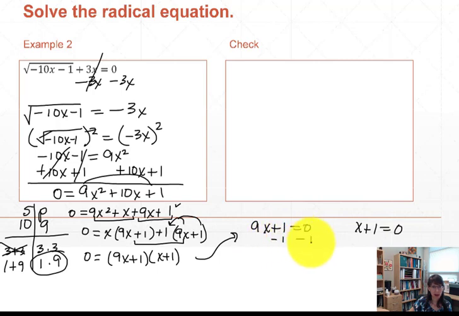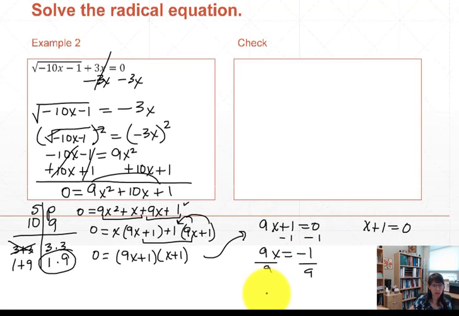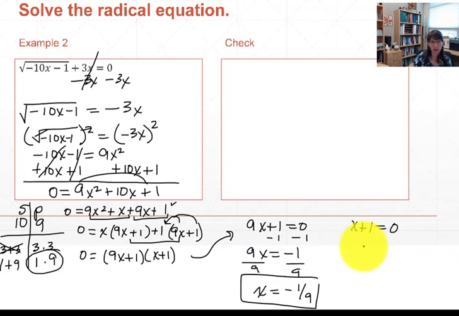It looks like we'll subtract 1 to get 9x equals negative 1. Division of 9 gives us an x value of negative 1/9. So that is a possible answer. For the other, we'll subtract 1 to get x equals negative 1. So we might have 2 solutions. Maybe only one of these will work. Maybe neither one will work. So we do need to perform the check.